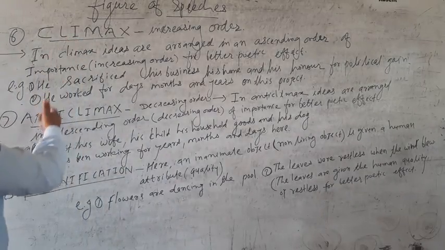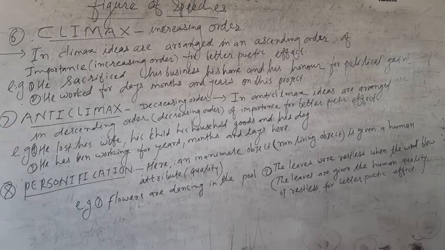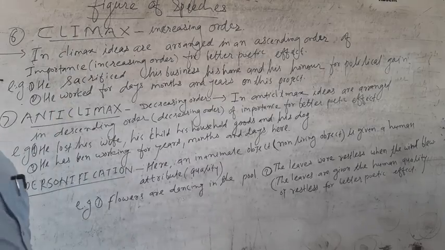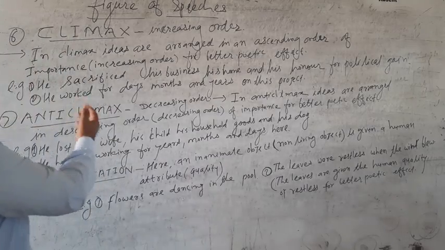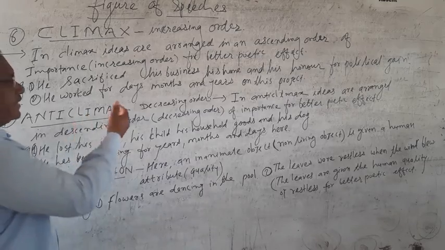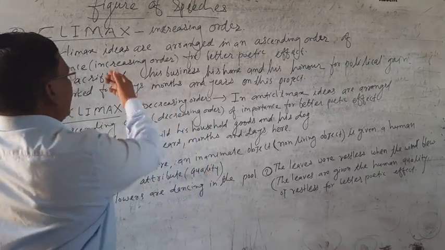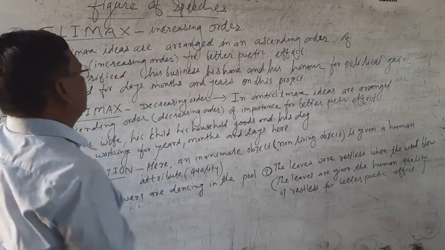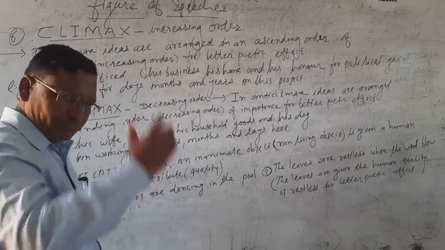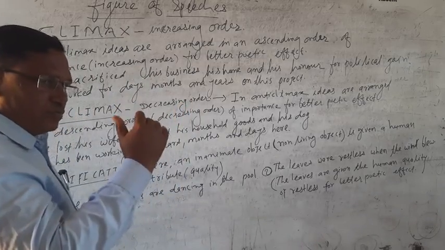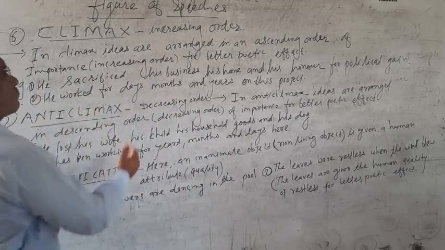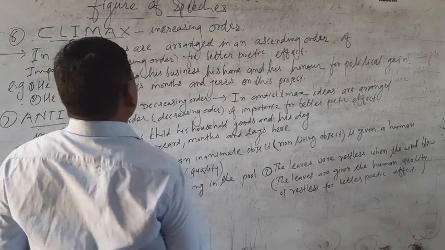Now another one is there, number 7, anticlimax. Climax, anticlimax. Anticlimax is just the opposite of climax. Anticlimax is descending order, and climax is ascending order, that is, top to bottom and bottom to top. Now see here, anticlimax, descending order.